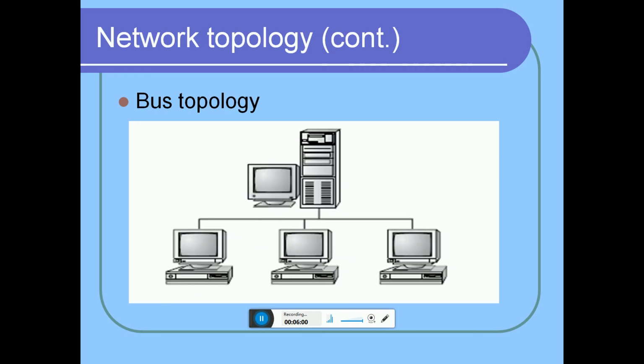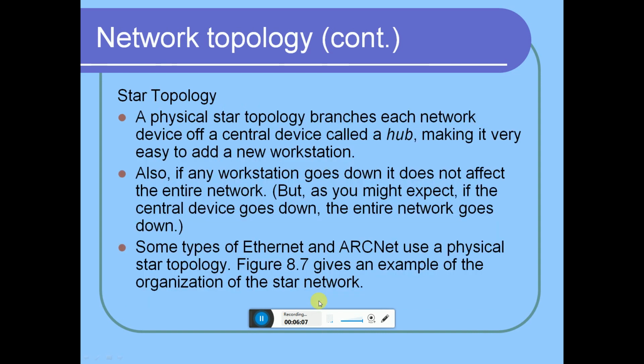The bus topology diagram: this is a single cable connected to the server and four clients. The star topology. In a physical star topology, each networking device branches from a central device called a hub, making it very easy to add to the network. Also, if a workstation goes down, it does not affect the entire network, but if the central device goes down, the entire network goes down. Ethernet and ARCnet sometimes use this physical topology.